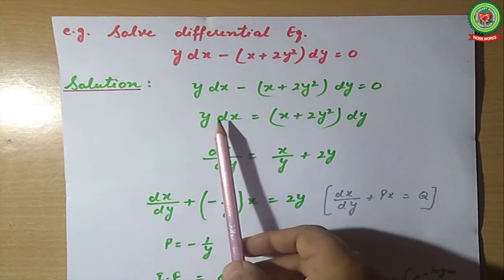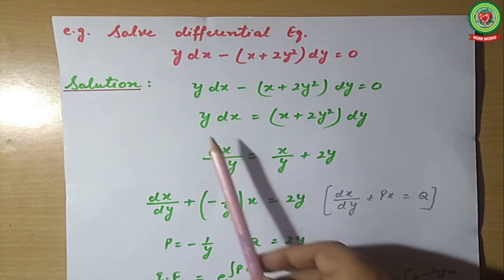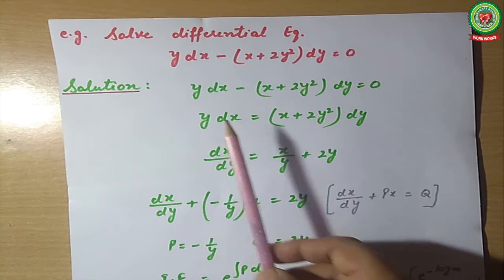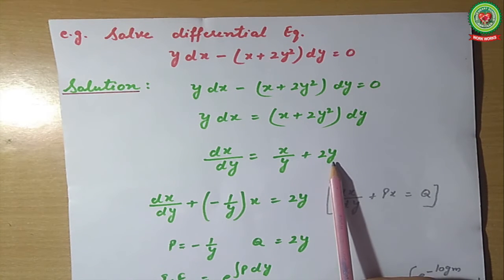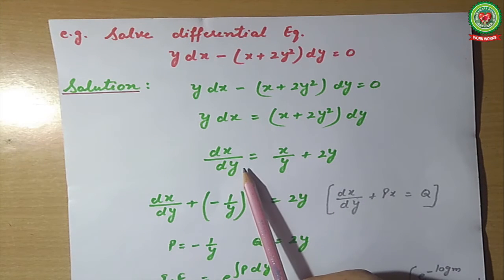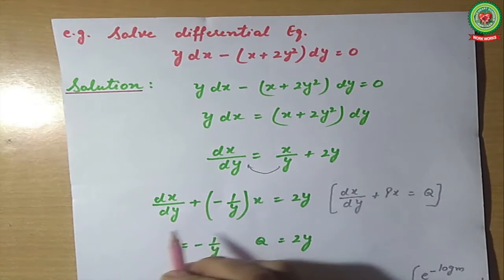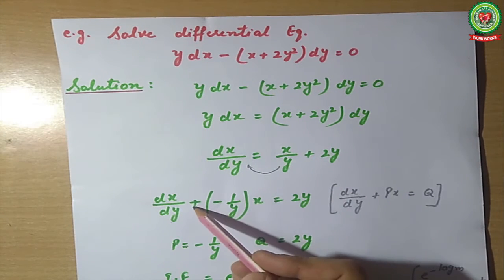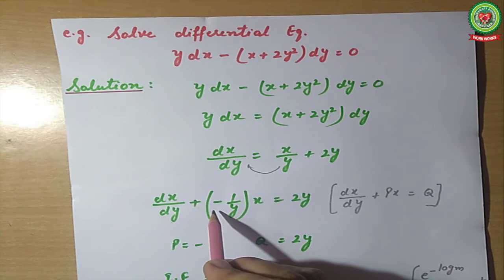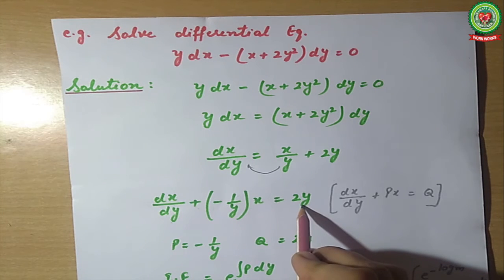Now, we will shift dy to the other side. It will be dx upon dy equal to x upon y plus 2y square upon y, which is equal to 2y. Now, we will shift x upon y to the other side. dx upon dy is as it is. The sign is positive here, but when it goes to the other side, it will become negative. So it will be minus 1 upon y into x, and 2y is already there.